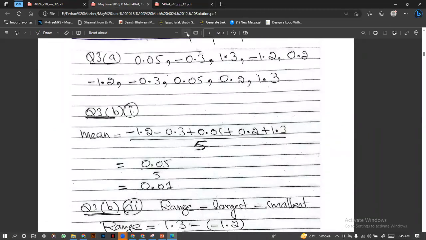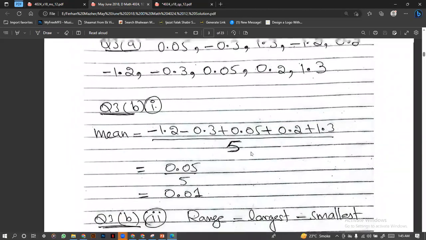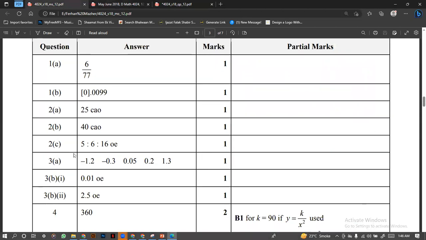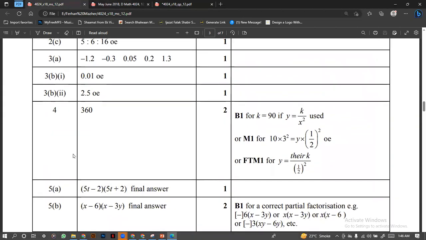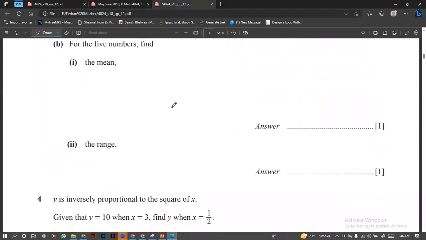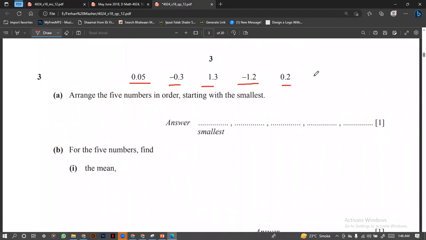So the smallest of them, I think, will be minus 1.2, comma, minus 0.3, then comma 0.05, comma 0.2, comma 1.3. This is their order. So I think minus 1.2, minus 0.3, minus 0.05, 0.2, 1.3. Our answer is right. Question number 3, it's B part. For the 5 numbers, find the mean. How you find the mean? You add them up. This is an open data. So how you find the mean?